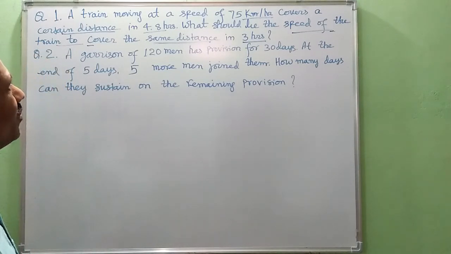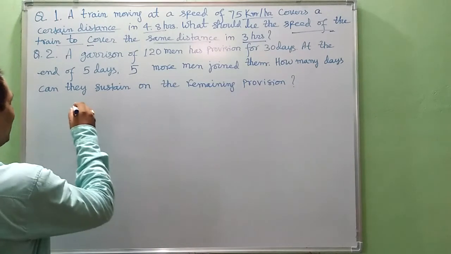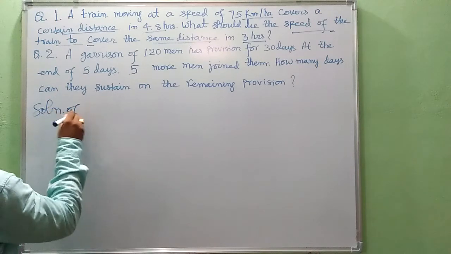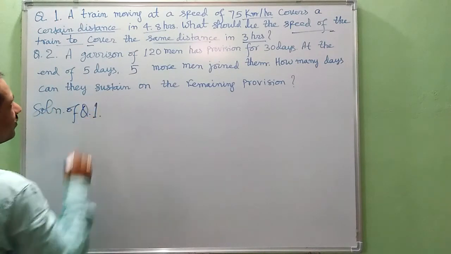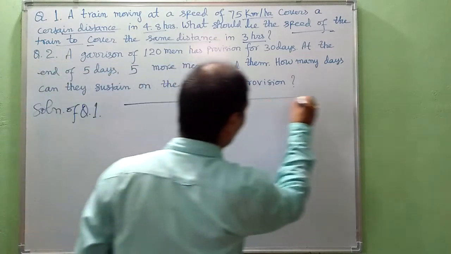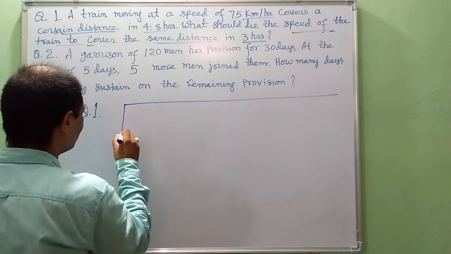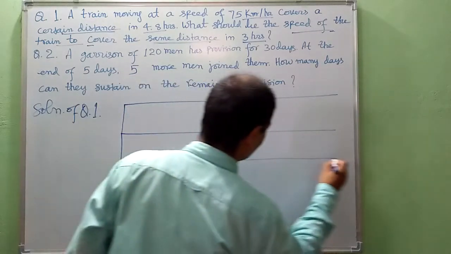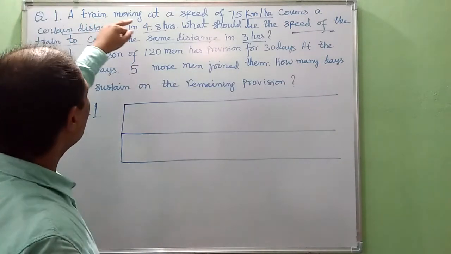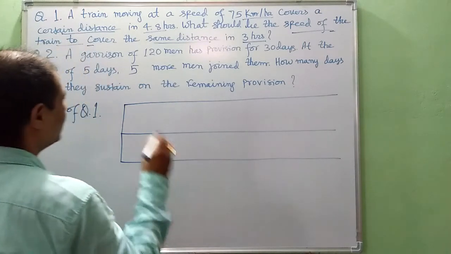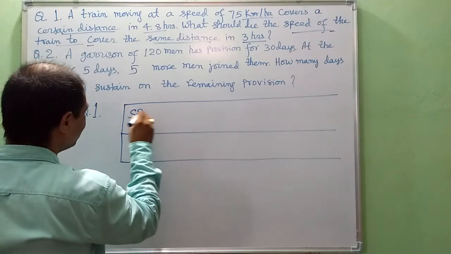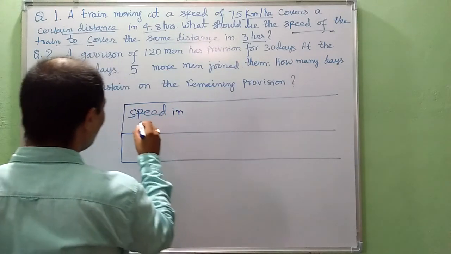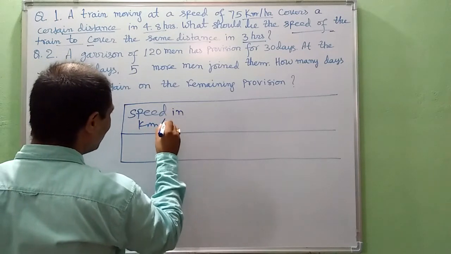Firstly, we have to put these quantities like this. Solution of question 1. Suppose there are two variables x and y. A train moving at a speed. Firstly, write here a speed, and a speed is given in kilometer per hour.